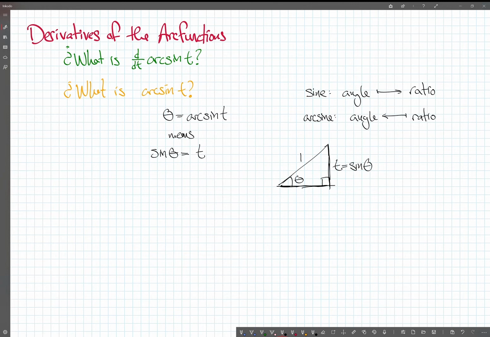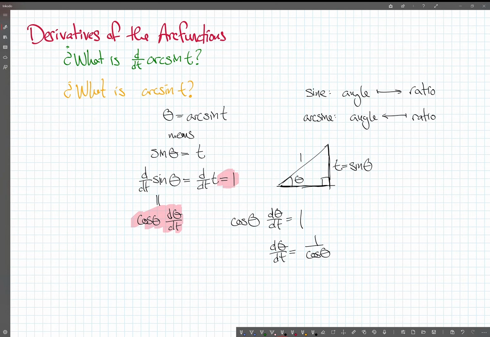Now I'm going to take this equation, sine of theta equals t, and I am going to differentiate with respect to t, the variable I'm interested in. On the one hand, the derivative of t with respect to t is just 1. On the other hand, if I differentiate sine, I should get cosine. But I need to remember that theta is a function of t, so I need to apply the chain rule. If I put that together, I can solve for d theta dt.